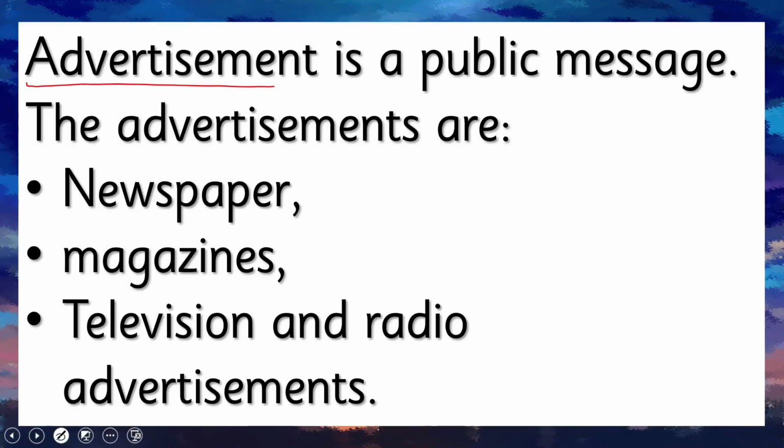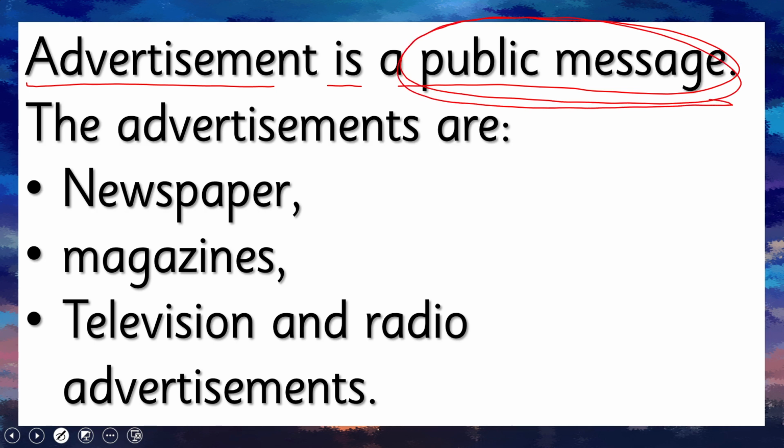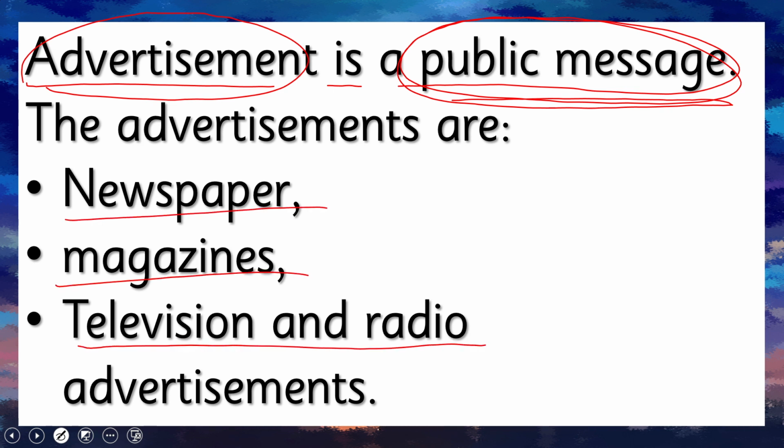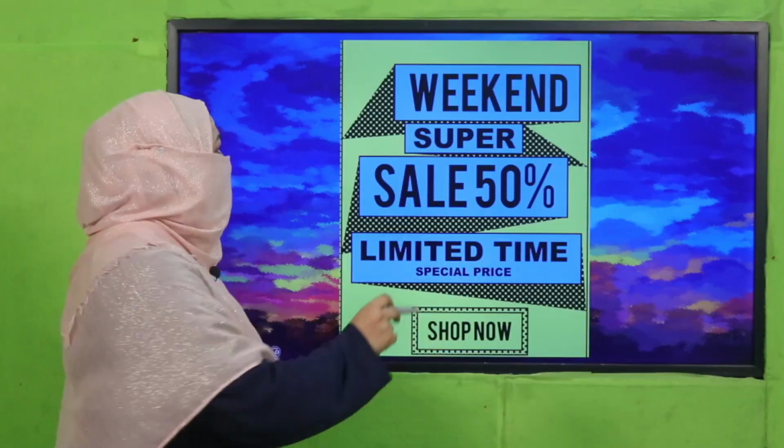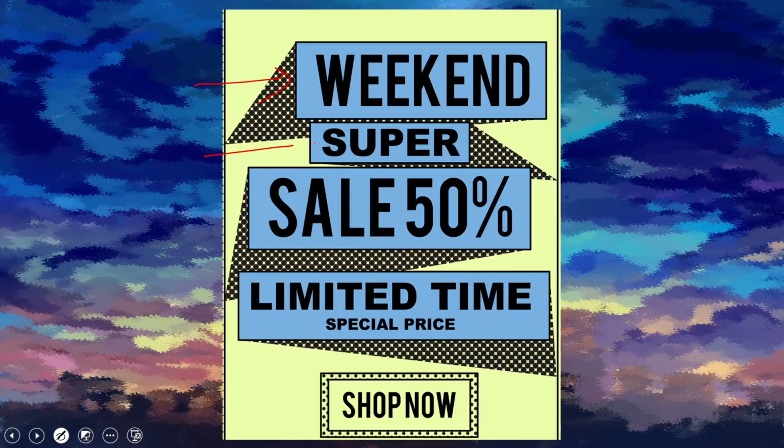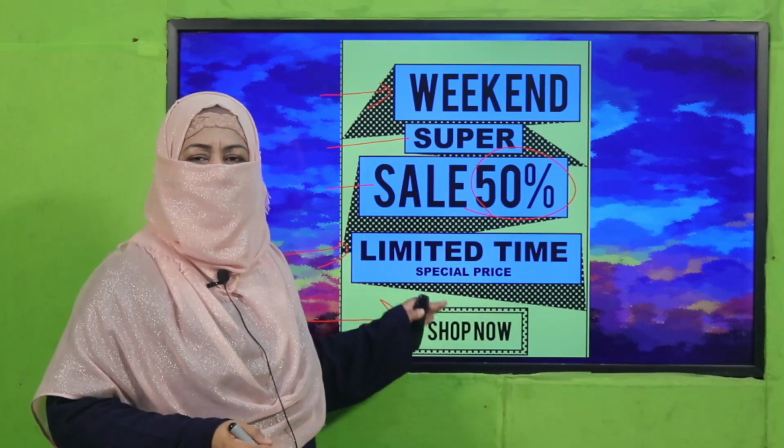And what is an advertisement? It's a public message. So when we want to inform a lot of people at a time, we make an advertisement. It can be in a newspaper or a magazine or a television and radio advertisement. So there are different types of advertisement. What's its purpose? It tells you: weekend, super sale, 50%, limited time, shop now. This is how advertisements are done. A lot of people come and take the stuff that is on sale.